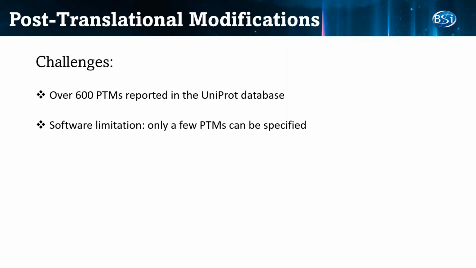Specifying too many PTMs causes an exponential growth of the search space due to the multiple possible modification sites per peptide. This will cause an increase in analysis times and will increase the potential for false discoveries. Also, users don't always know which PTMs to specify in the database search. This ultimately results in more limited coverage of the proteome.